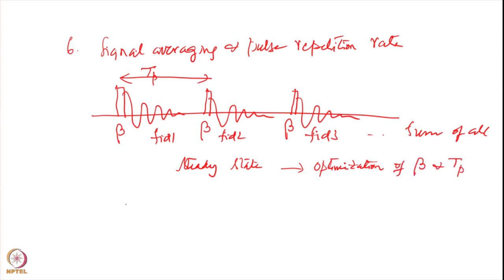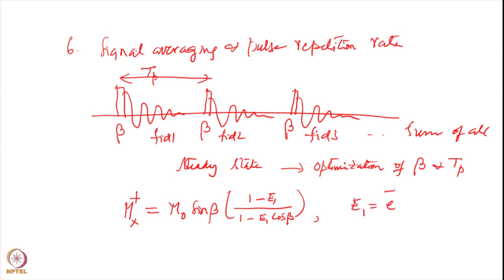So let me write here the expression for that. The x component of the magnetization after the pulse, once the steady state is reached, is equal to M naught sine beta times 1 minus E1 divided by 1 minus E1 cosine beta. And what is E1? E1 is equal to e to the minus TP by T1.